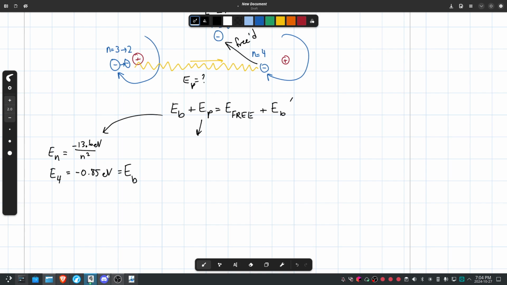So then we have EP, the energy of the photon. What is the energy of the photon? Well, that's whatever this electron is losing. So EP is going to be the change in the energy of A's electron.